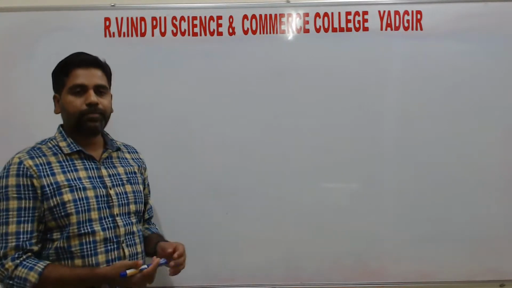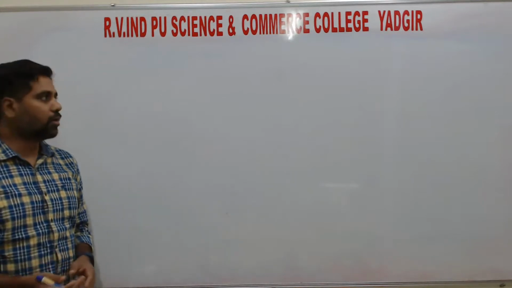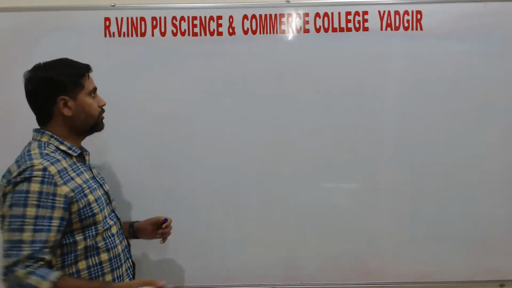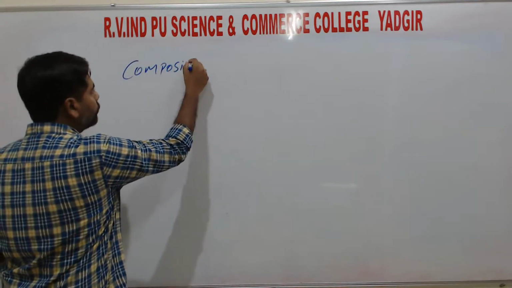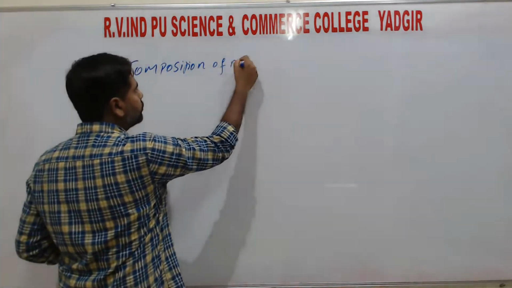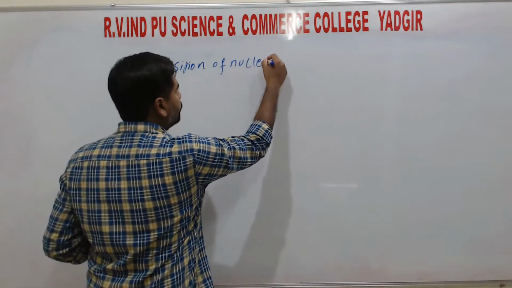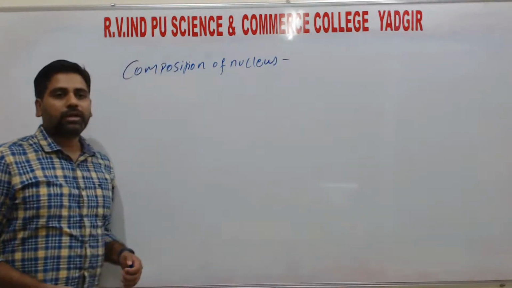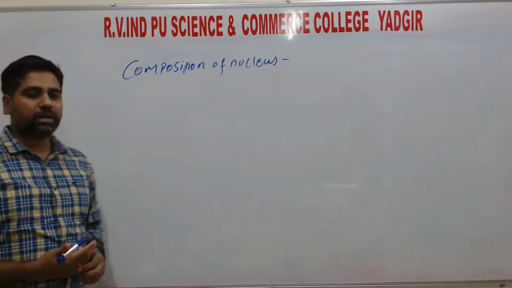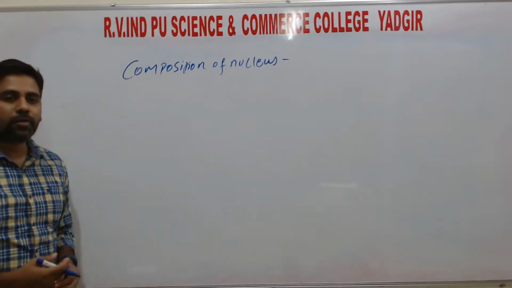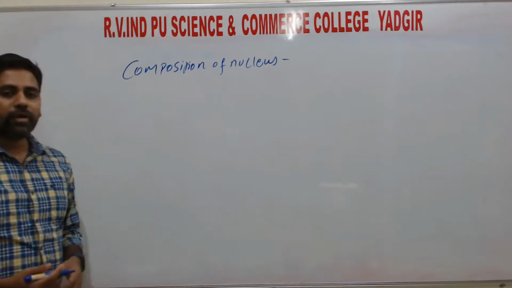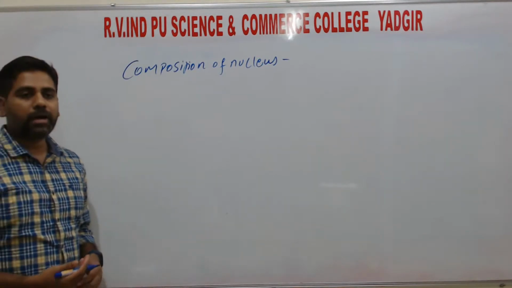Good morning, students. In the last class, we discussed atomic mass. So today we start with the composition of the nucleus. In the last class, we considered one example, that is hydrogen. The hydrogen element consists of three different types of masses, which we call protium, deuterium, and tritium.